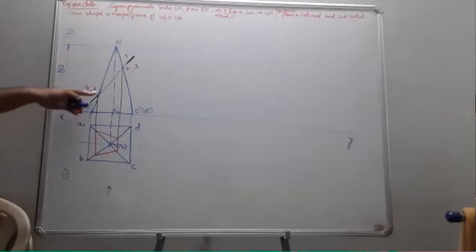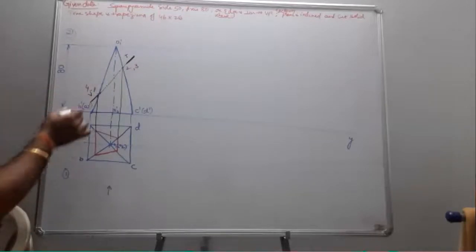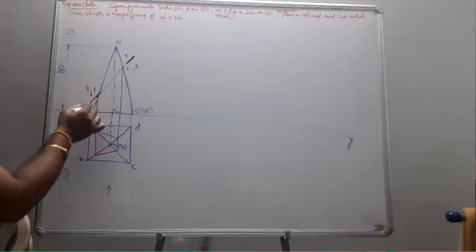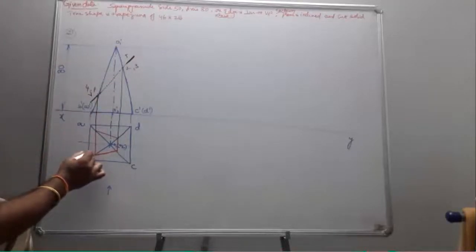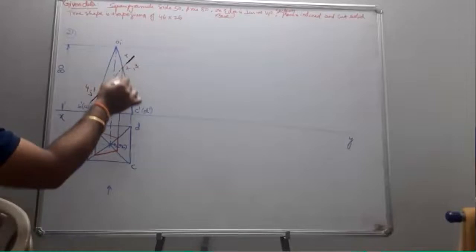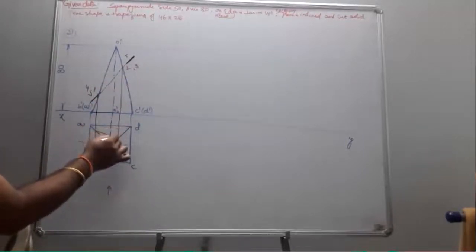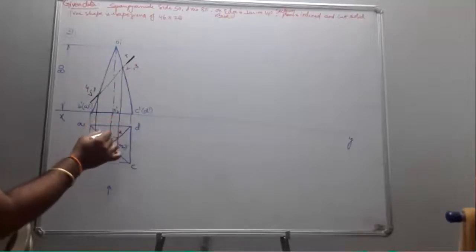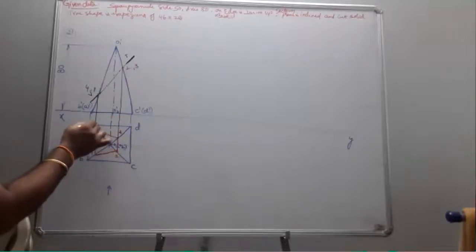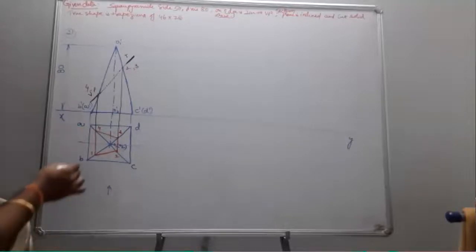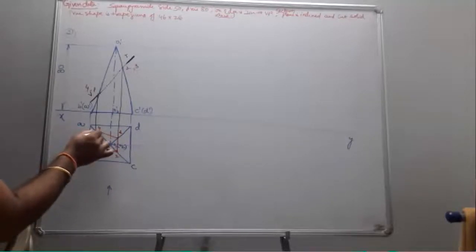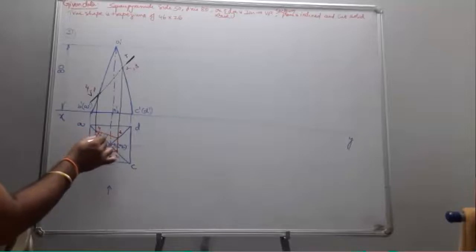Now simply project those points to the respective positions. One point is on OB, so this becomes your 1. 2 point is on OC, this becomes your 2. 3 point is on OD, so this becomes 3, and this becomes 4. So this was going to be done with hatching. So this was your sectioned portion.